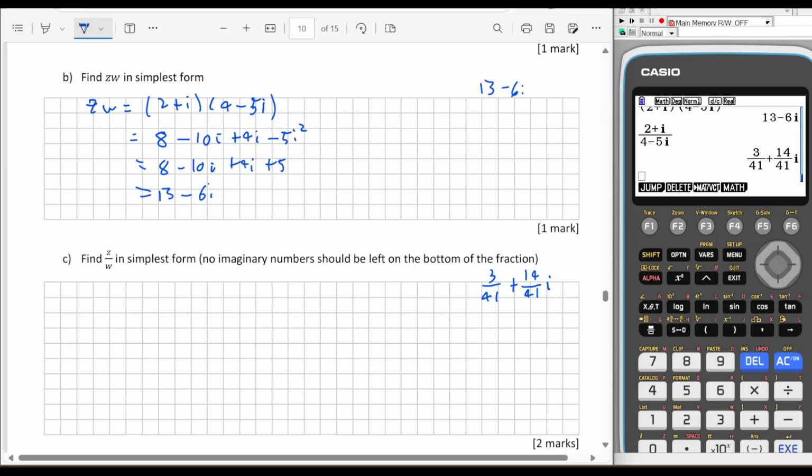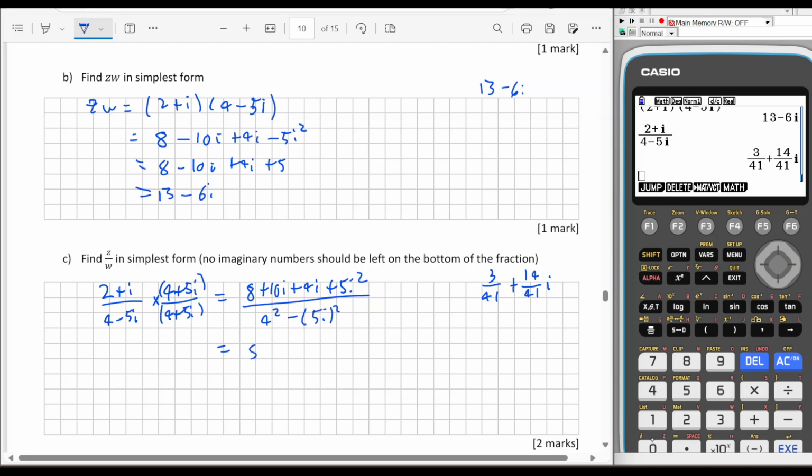All right, so how do we do this? We do 2 plus i over 4 take 5i. The trick is to times by the conjugate. So this is 4 plus 5i. So on the top, you're going to expand it out. So you get 2 and 4, which is 8. You get 2 and 5i, which is 10i. You get i and 4, which is 4i, and you get i and 5i, so that's 5i squared. On the bottom, you're going to get 4 squared, take 5i squared.